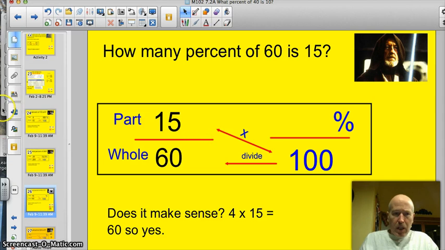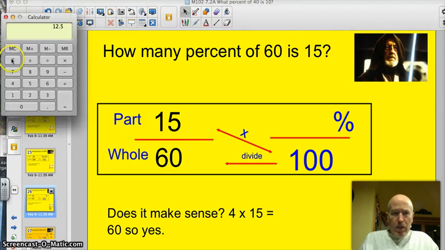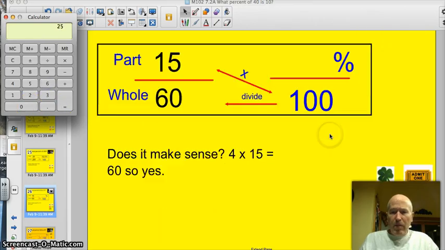All right, well, let's get my calculator out. I'm going to do this again. Can I just shortcut this? That's 1,500, right? 1,500, because it's 15 times 100. Now I just have to divide by 60. Divide by 60 equals 25%.